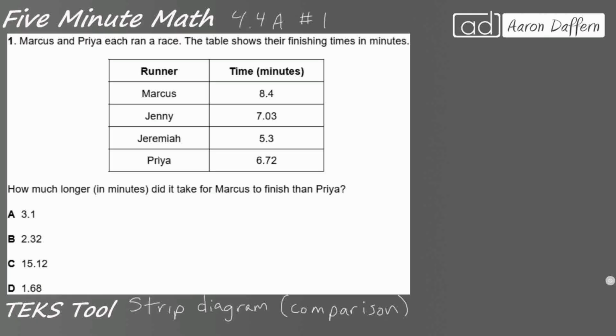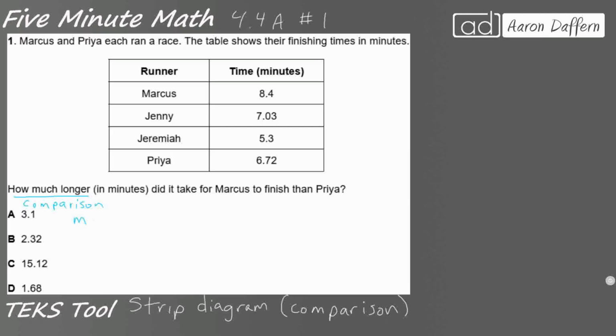So we've got 4 people racing, and we have their finishing times here. And then we have this question, how much longer did it take for Marcus to finish than Priya? All right, so this question gives us a clue as to what operation we need here. How much longer lets us know that we are dealing with a comparison. We are taking two quantities and we are going to compare them.